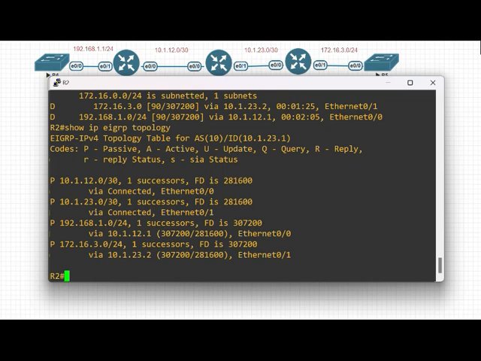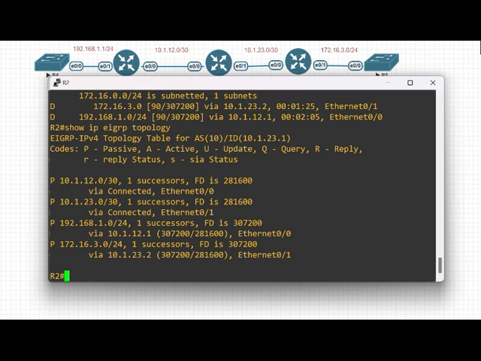So the first network is 10.1.12 /30. So one successor means it's the best path, and FD stands for feasible distance. So the feasible distance for R2 to go to this network is 281,600. Okay, so we are at router 2 and 10.1.12 is this network. Okay, so for router 2 to go to this network, the feasible distance is 281,600. And there is only one way to go there, and it's directly connected to router 2's Ethernet 0/0.